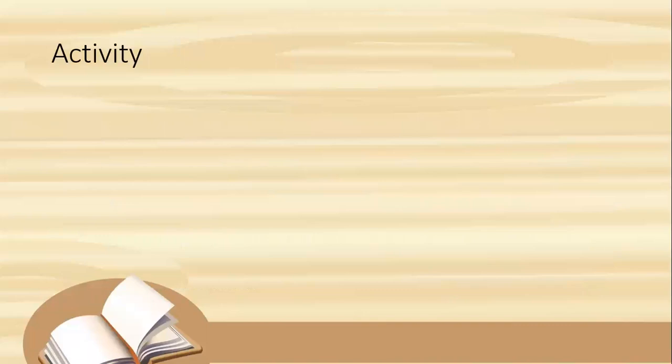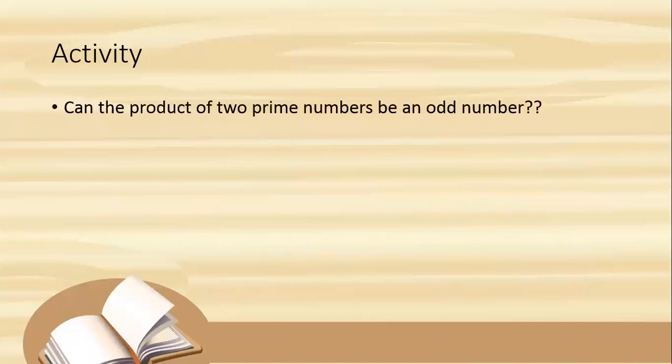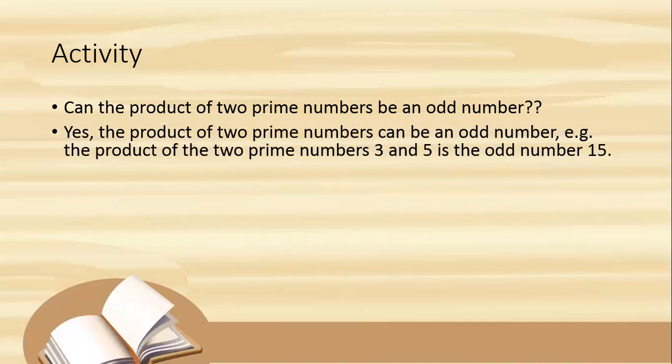Now there is an activity. All of you are supposed to tell me, can the product of two prime numbers be an odd number? I'm giving you only one chance. Yes, the product of two prime numbers can be an odd number. For example, the product of the two prime numbers 3 and 5 is the odd number 15. They both are prime numbers, and when we multiply them, it's an odd number, 15, but it is not a prime number.